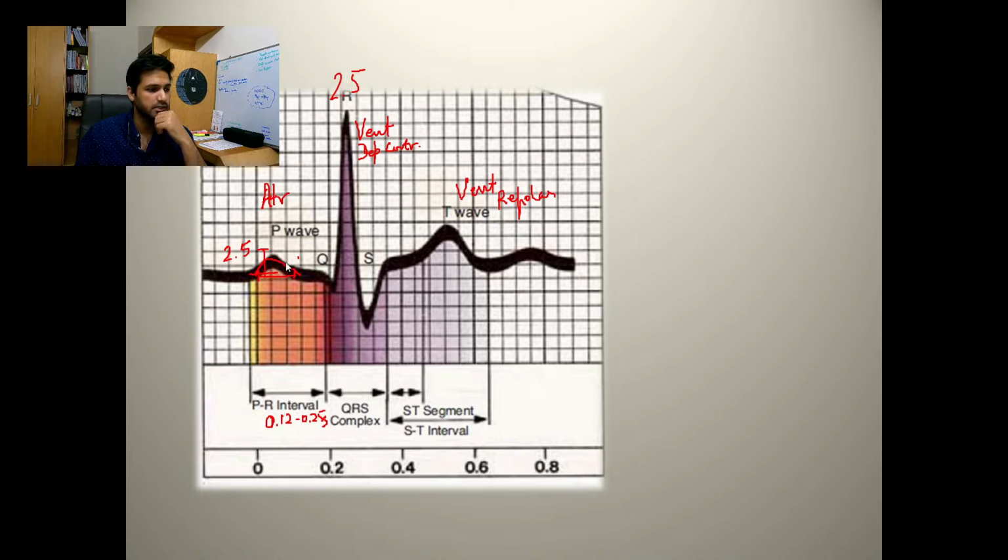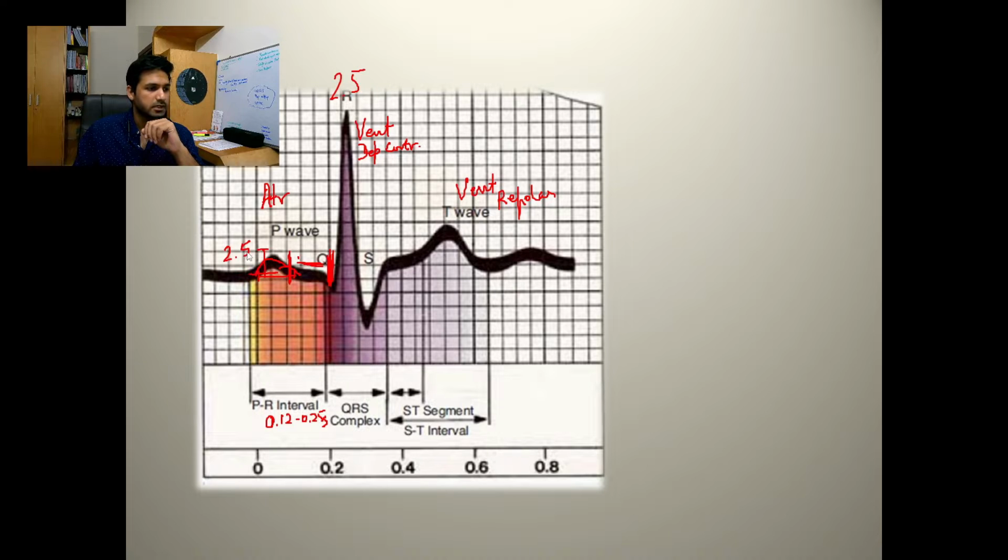The PR segment is from when the P wave ends to where the QRS begins. That's the PR segment. Now this is the PR interval. The PR interval includes the beginning of the P wave, but the PR segment includes the end of the P wave.